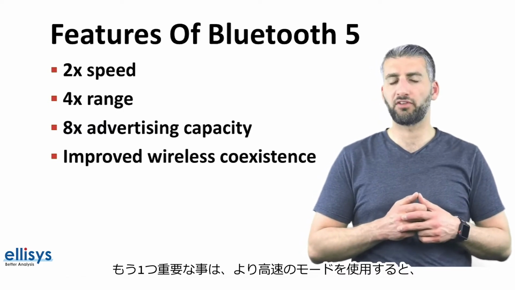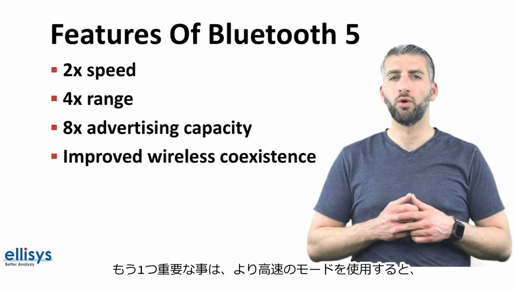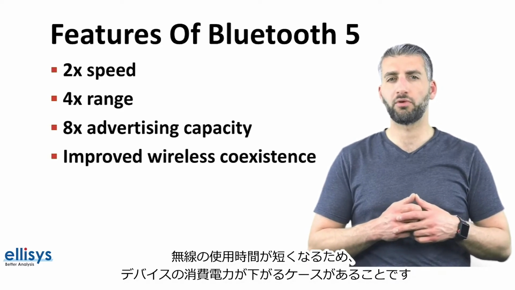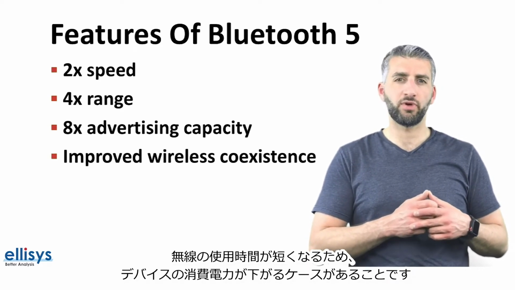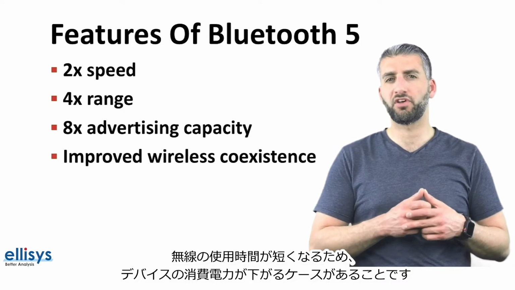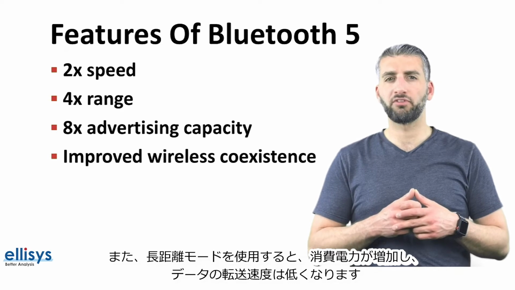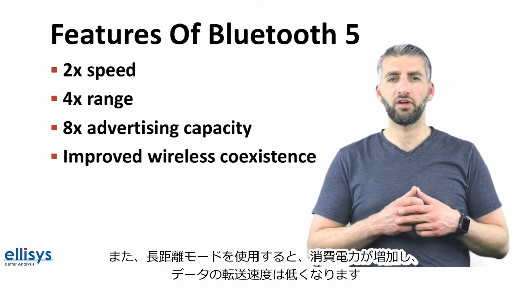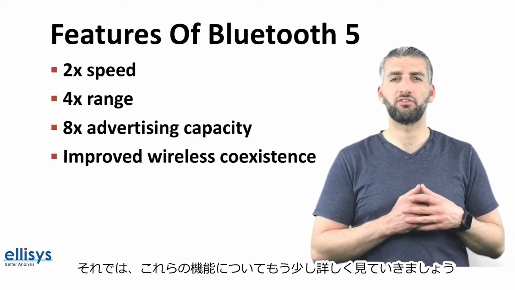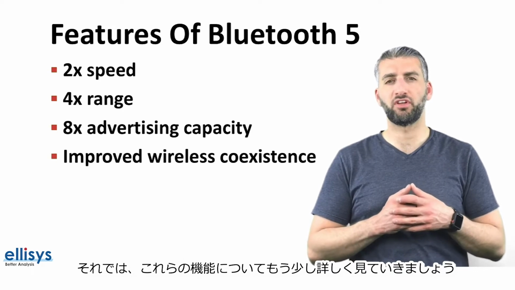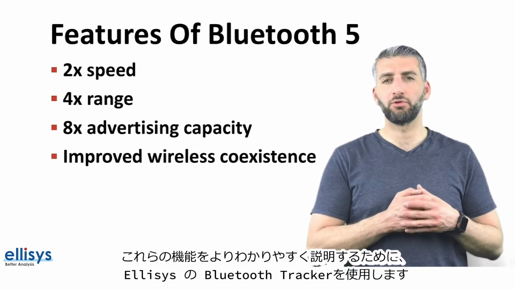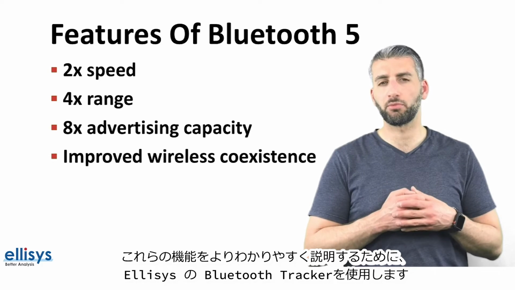Another important fact is that using the higher speed mode will allow you to lower the power consumption of your device, since the radio is on for shorter periods of time. Whereas using the longer range mode, the power consumption will go up and the data rate will be slower. Let's get into each of these features in a bit more detail. We'll be using the Ellisys Bluetooth tracker to better explain some of these features.